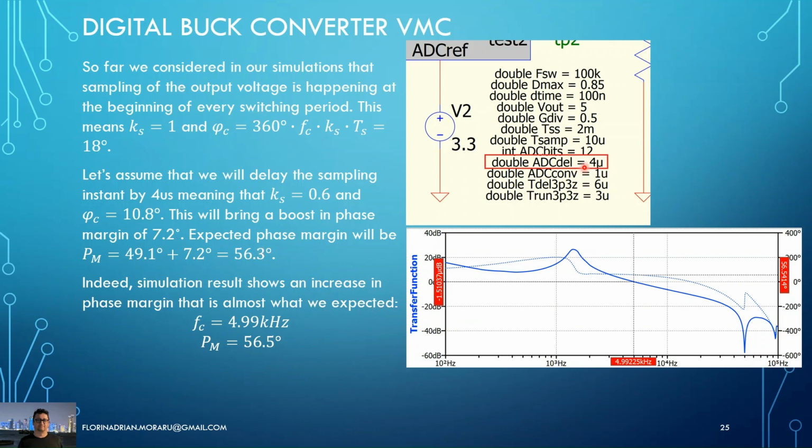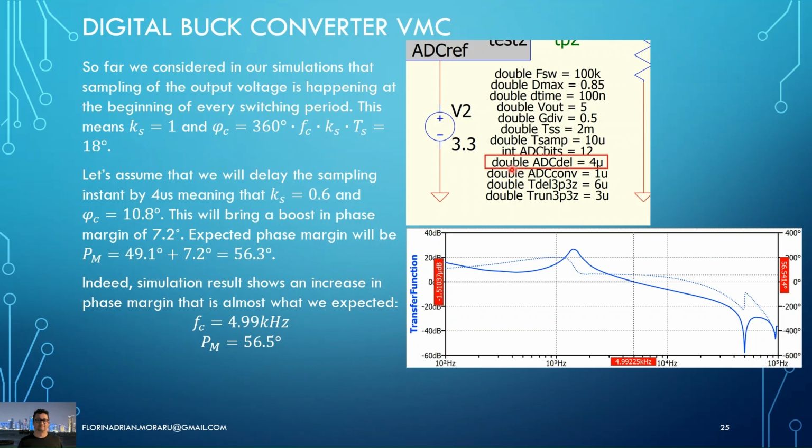Okay, so up to now, we considered a worst case scenario in which we sample at the beginning of every switching period, so Ks equals 1, and this gives us a phase loss due to the calculation of 18 degrees. Now, let's assume that we delay the time when we trigger the ADC inside the switching period by 4 microseconds. That means Ks will be 0.6, and the new calculated phase loss due to the calculation will be only 10.8 degrees. That means we will have a boost in phase margin of about 7.2 degrees. So the expected phase margin will be like 56.3.